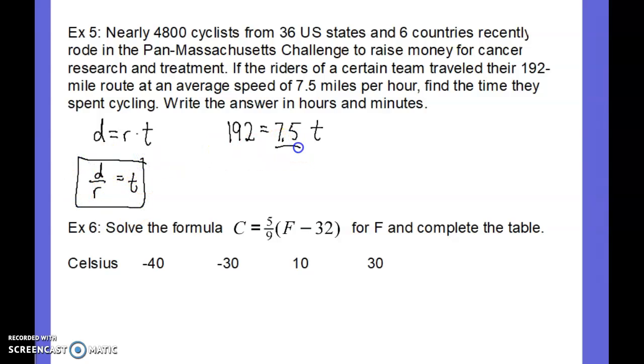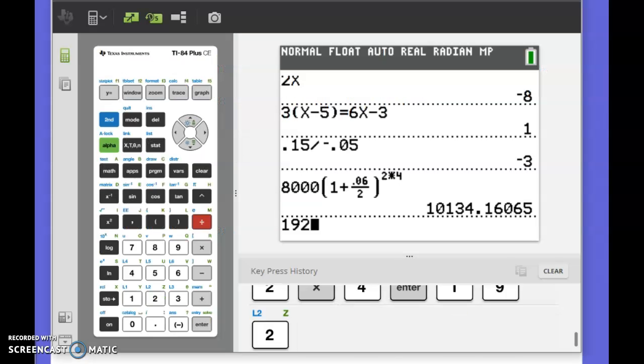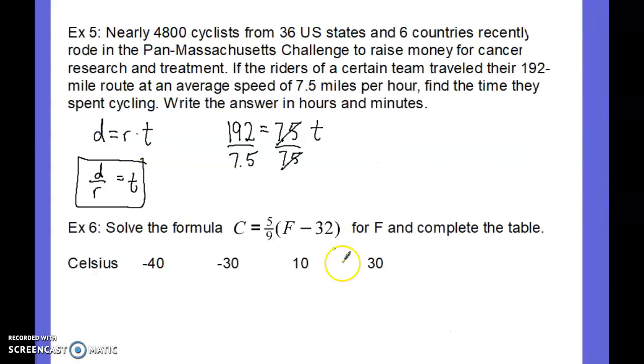Well, it makes perfect sense if you ask me to divide by 7.5 to solve for t. That's the exact same thing as this. And I would go to a calculator, 192 divided by 7.5, and you get 25.6.